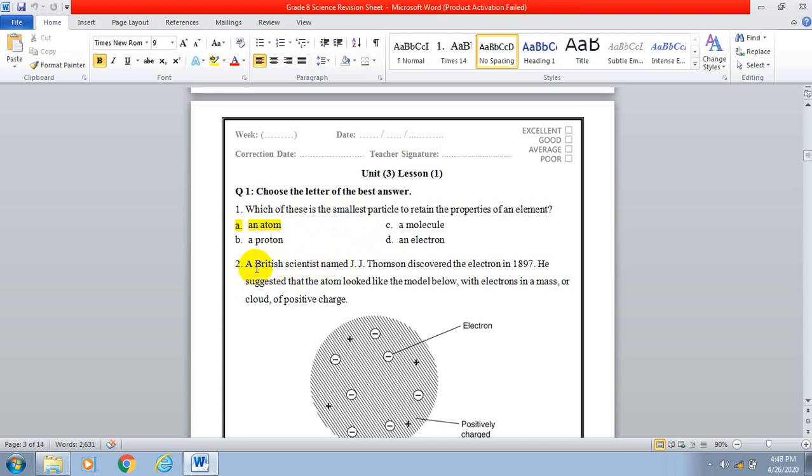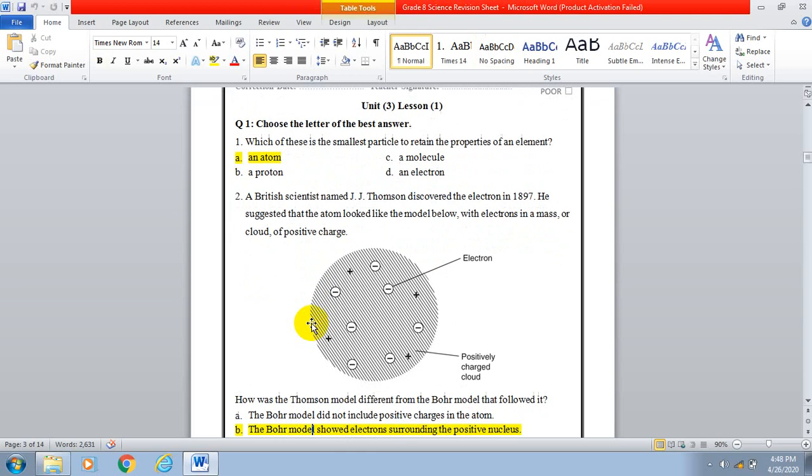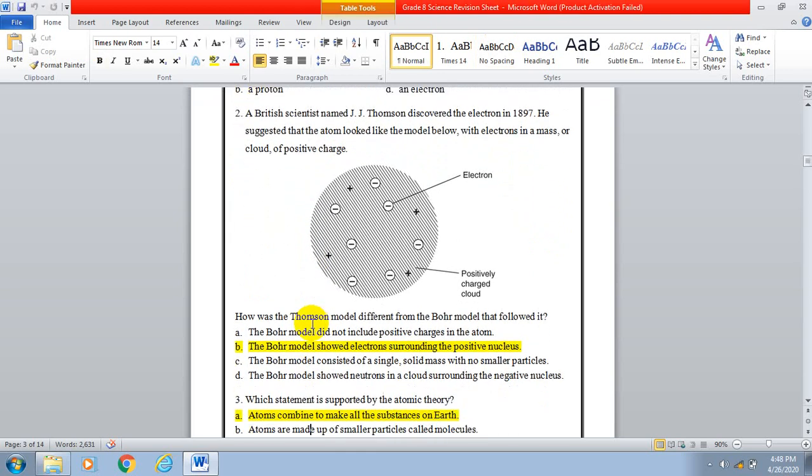Okay, a British scientist, number second. A British scientist named J.J. Thomson discovered the electron in 1897. He suggested that the atom looked like the model below, with electrons in a mass or cloud of positive charge. So J.J. Thomson discovered this model, and he said what? As I told you, electron denoted by E, having negatively charged particles, in a positively charged cloud.